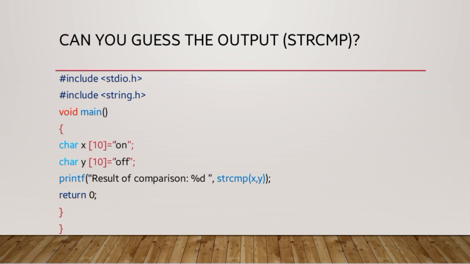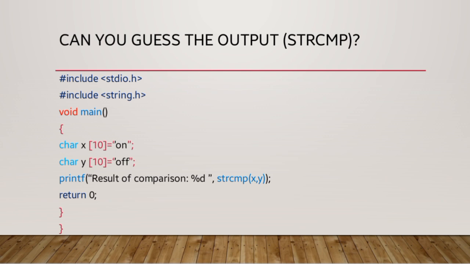So what I did in string copy, I repeated it here somehow. I defined two variables x and y, but this time around x is storing the value of on in small letters. Remember, capital and small letters are not equal in the world of programming. Y is storing off in small letters. Then I said display the result of comparison in an integer form.